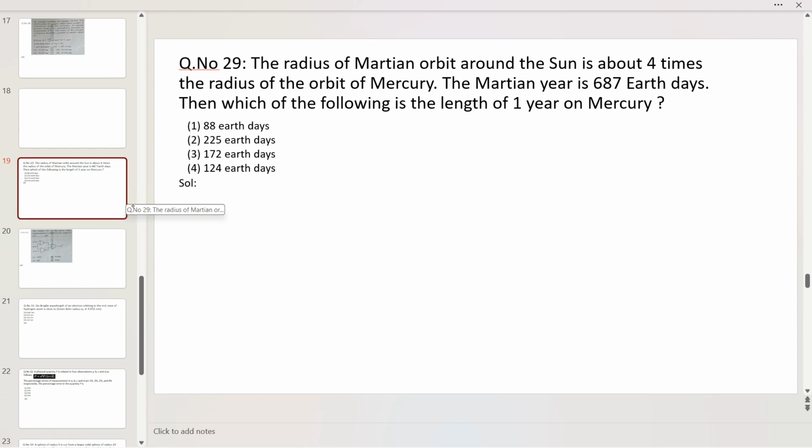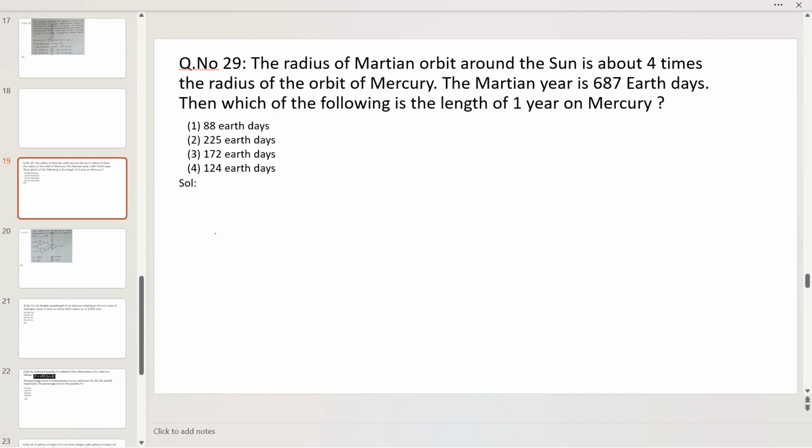This is my next question. The radius of the Martian orbit around the Sun is about 4 times the radius of the orbit of Mercury. The Martian year is 687 Earth days. Then which of the following is the length of 1 year of Mercury?